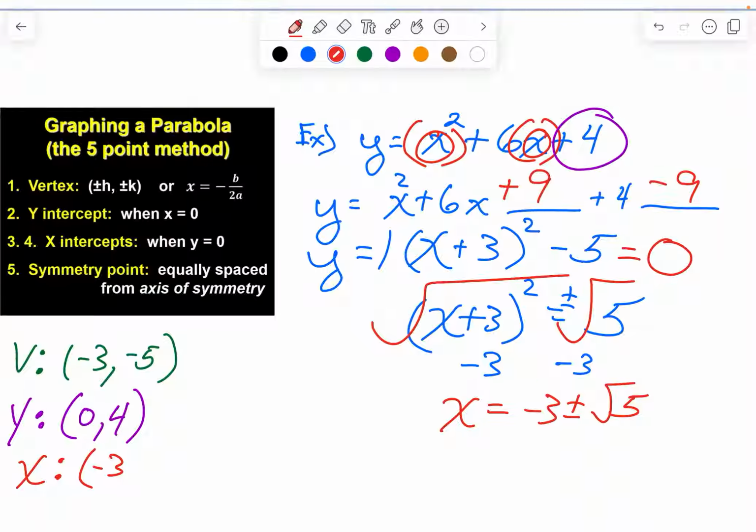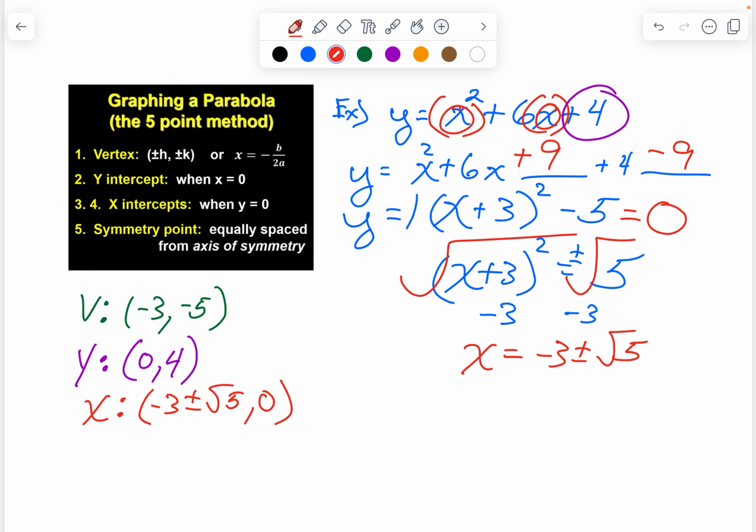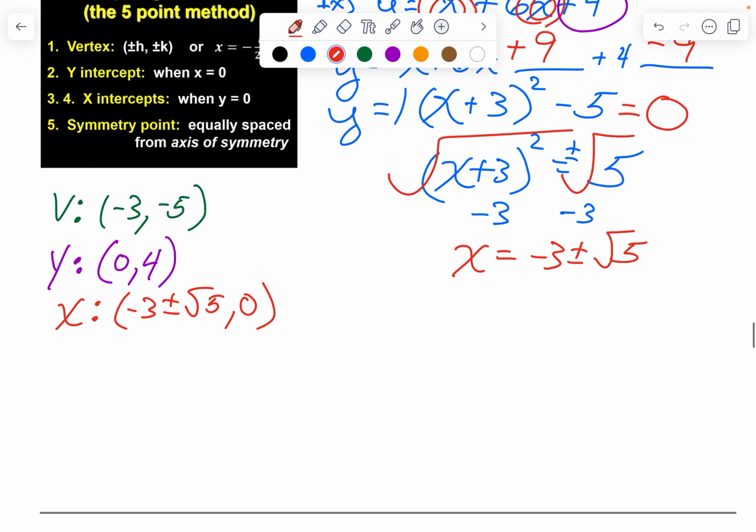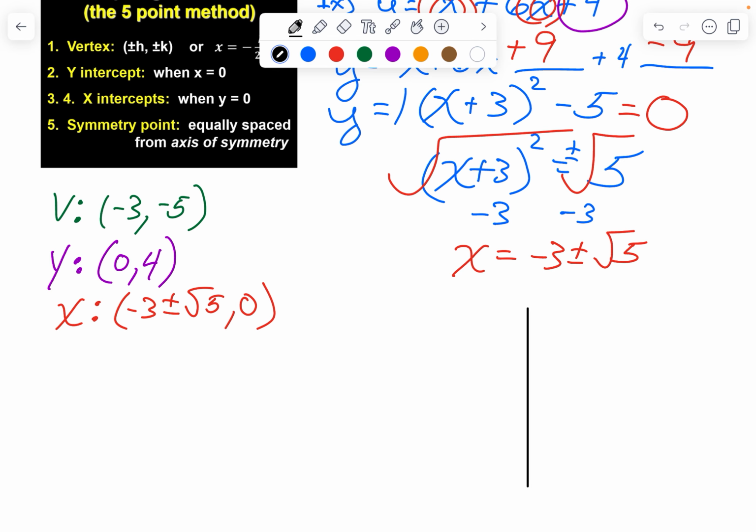I would be able to write these as just one ordered pair, but we realize that that really represents 2 x-intercepts, -3 plus root 5 and -3 minus root 5. Now at this point, it's typically customary to get a little visual, especially knowing that we are going to be drawing a graph and even knowing that I'm trying to get a symmetry point. So let's get a little visual here. Basically, let's make a sketch because that's going to be the goal of all these problems.